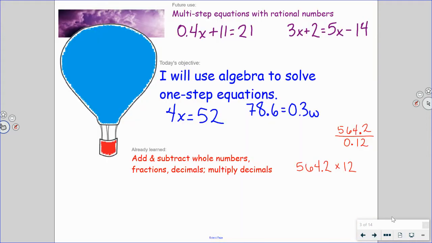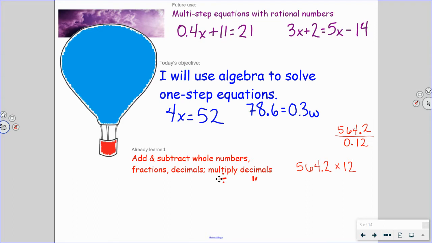And so our focus for the day, let's think about where we've been: adding and subtracting whole numbers, fractions, decimals, multiplying decimals. We've done division of decimals as well. Where are we today? Today's objective: I will use algebra to solve one-step equations. Problems like 4x equals 52, or 3/10 of a w is equal to 78 and 6/10. Then I want you to know where we're heading.